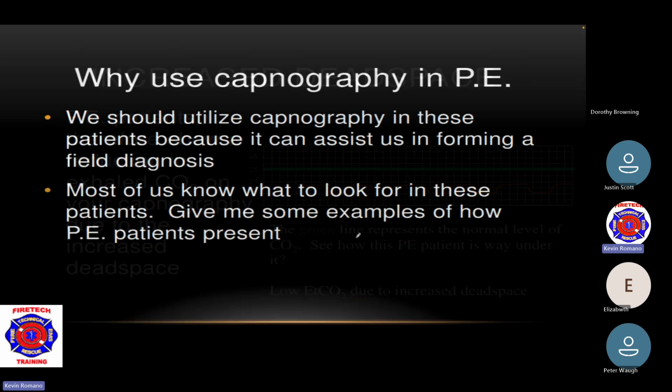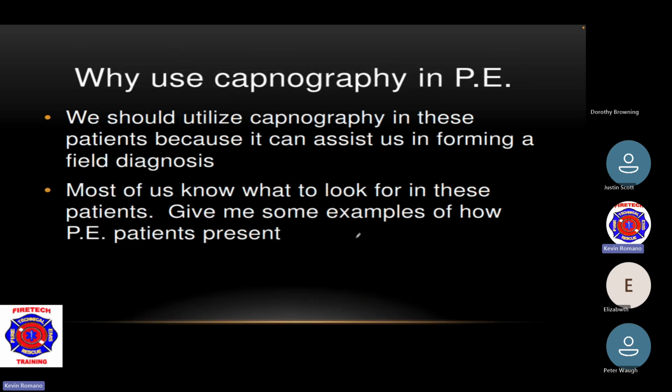So I just kind of answered your question on the next slide. Give me some examples of how PE patients present. That's kind of how they would present to you, right? That feeling of doom. They might have some hemoptysis, so coughing up blood, syncope, a sudden decrease in end tidal. They could be running around 35 to 45, and all of a sudden they drop to 18. So a sudden decrease in end tidal readings. This is why it should be utilized to assist in formulating that field diagnosis utilizing our differentials.